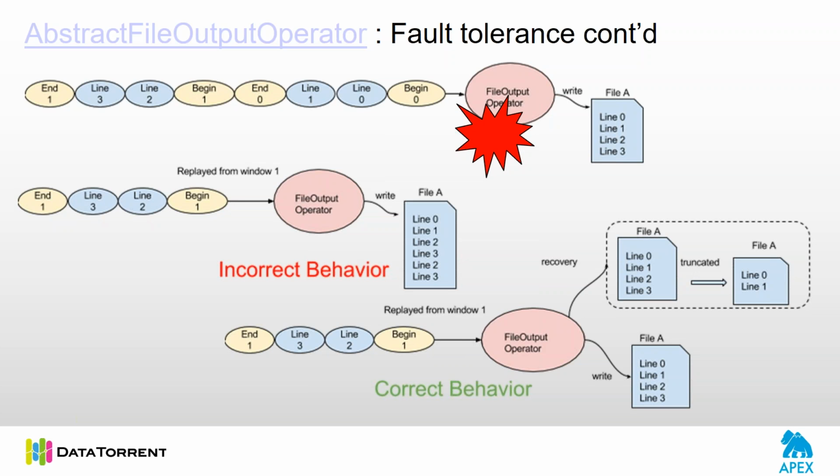Now when it comes back up again in a different container, it had already completed window 0, so only the tuples from window 1 will be replayed to it. If it doesn't do anything, and again appends line 2 and line 3 to file A, there will be duplicate records of line 2 and line 3 in the file. This is incorrect. This is not fault tolerant. The correct behavior would be first to truncate file A to a size which was after window 0. So for example, when it's redeployed, it truncates file A to contain only line 0 and line 1. Now when data from window 1 is replayed, it will append line 2 and line 3 to it, and this is the correct behavior. The operator that we have in the library exhibits this behavior.